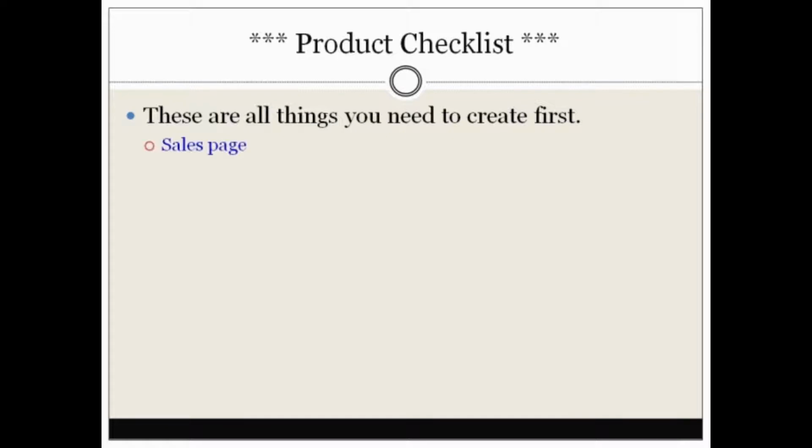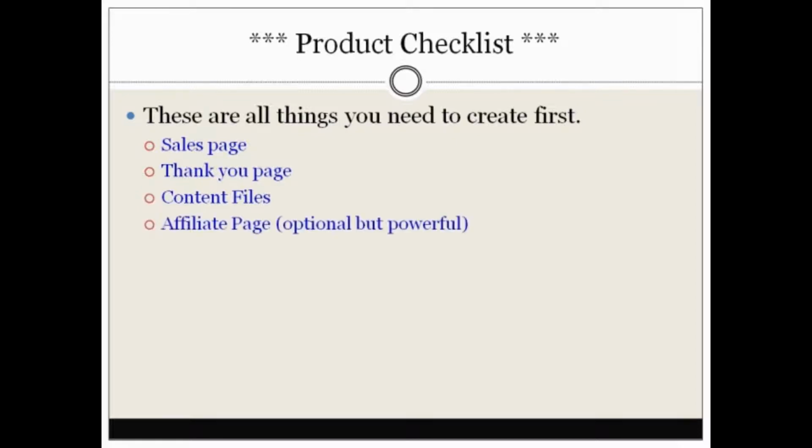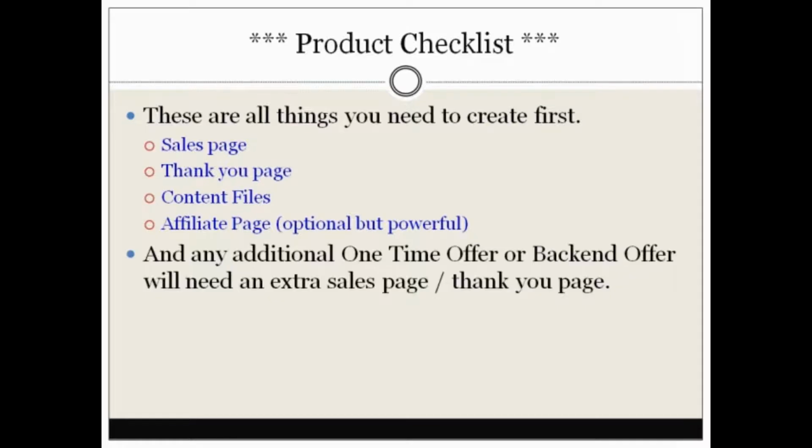You need to create the sales page, thank you page, content files, and you're going to need to zip those files up. You're going to need to have the affiliate page. This is optional but powerful, and I'm going to talk more about this and how to create the affiliate promotional tools later on. And of course, any additional one-time offers or backend offers will need extra sales pages and extra thank you pages. So in other words, if you're going to add a one-time offer or a backend offer, you're going to need to have additional pages for these.